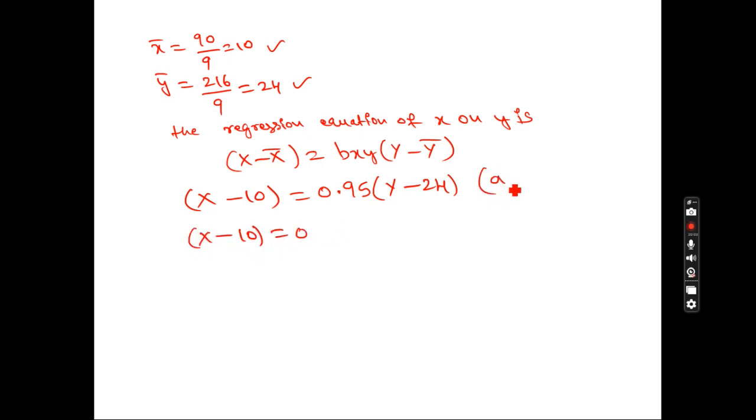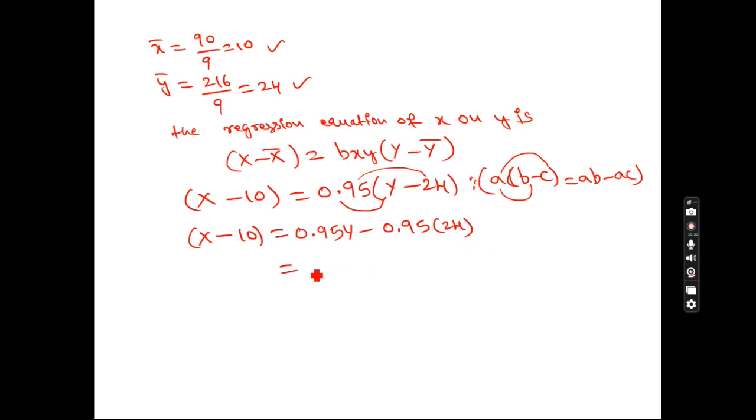Now it is like a into (b minus c). When you have this, you do a into b, and plus into minus gives minus, a into c. So I need to apply that here: 0.95 into y, plus into minus gives minus 0.95 into 24. That is what I need to do. I wrote the formula for y. Now 0.95 y minus this 0.95 into 24, if you multiply it, how much will you get?